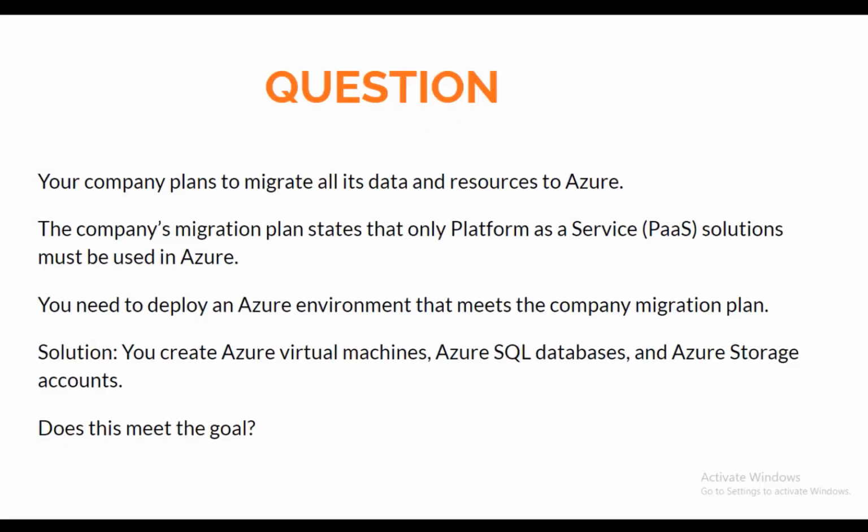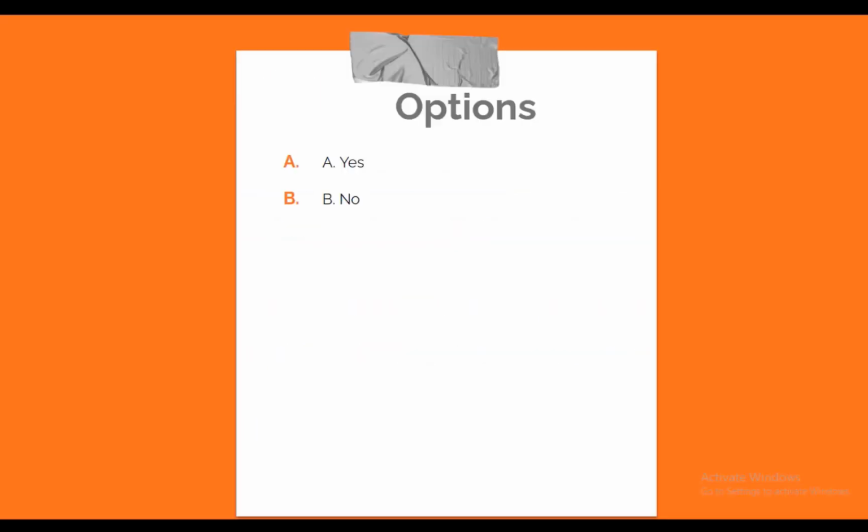Your company plans to migrate all its data and resources to Azure. The company's migration plan states that only platform as a service solutions must be used in Azure. You need to deploy an Azure environment that meets the company migration plan. Solution: you create Azure virtual machines, Azure SQL databases, and Azure storage accounts. Does this meet the goal? And here are the options. Option A, yes. Option B, no. And the correct answer is option B, no.